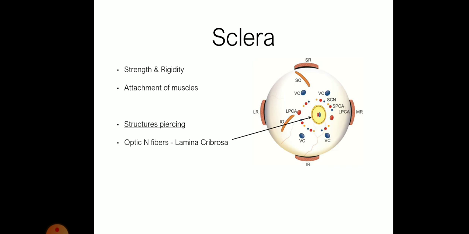So when several structures pierce a small area, it becomes sieve-like. Now you know how to name a sieve-like structure. It is cribriform. Okay, so this part of the sclera is called the lamina cribrosa, and it is limited naturally by the attachment of the dura mater around the optic nerve. The lamina cribrosa is pierced by the optic nerve fibers and the central retinal vessels.